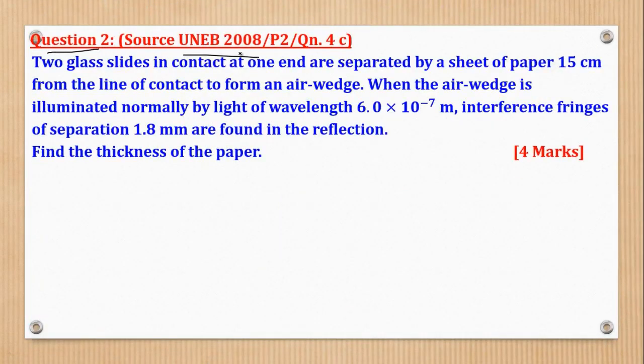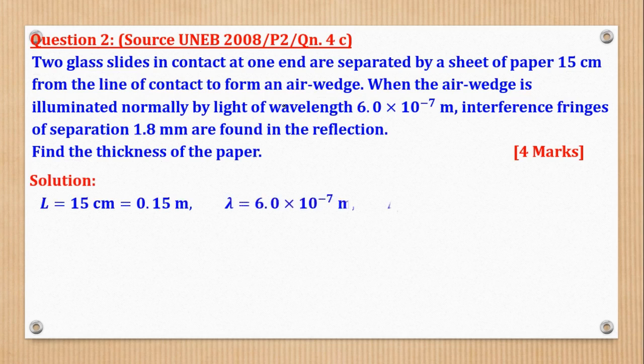Then question 2 came from UACE of 2008, part 2, question 4C, and it says two glass slides in contact at one end are separated by a sheet of paper 15 centimeters from the line of contact to form an air wedge. When the air wedge is illuminated normally by light of wavelength this, interference fringes of separation 1.8 millimeters are formed in reflection. Find the thickness of the paper.